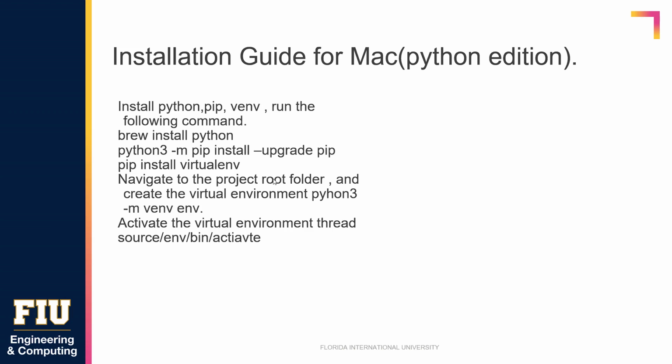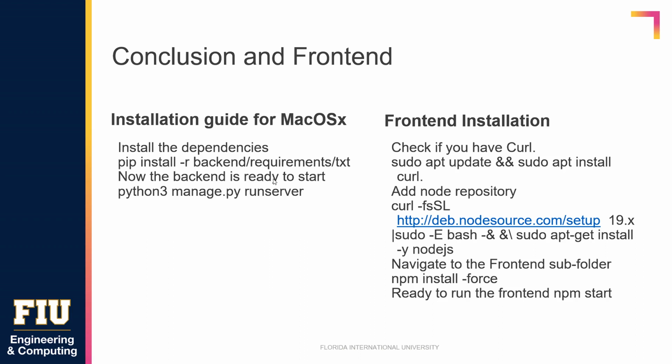Activate the virtual environment within your Python system on your Mac, and you'll be able to get it back up and running. Now we get to the back end installation. From macOS, install the dependencies with Python and get the back end ready. Now, with the back end ready, run the server with Python 3 manage.py, similar to what you use with Visual Studio Code.